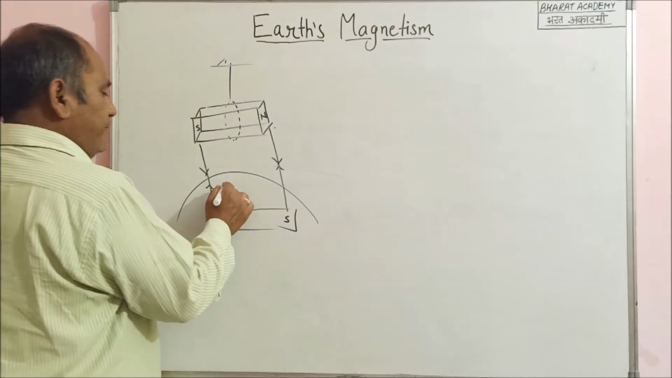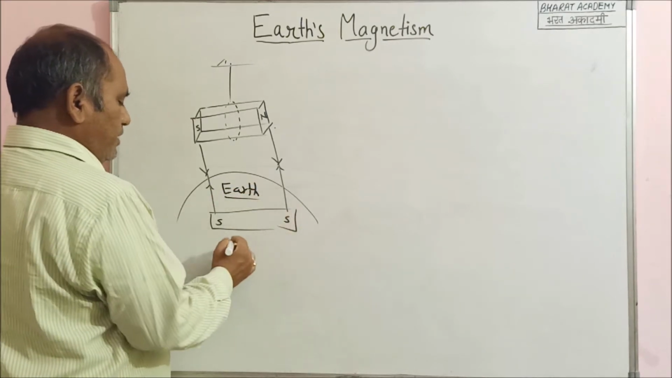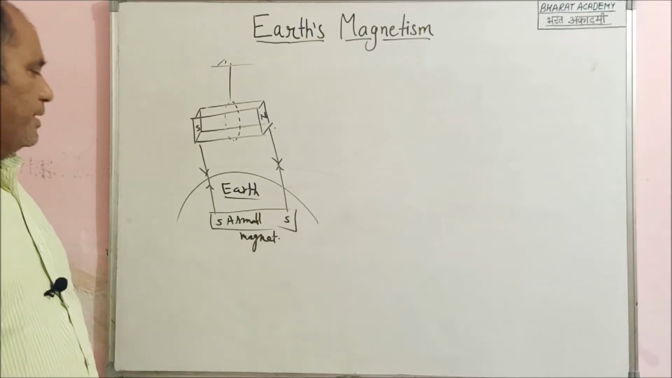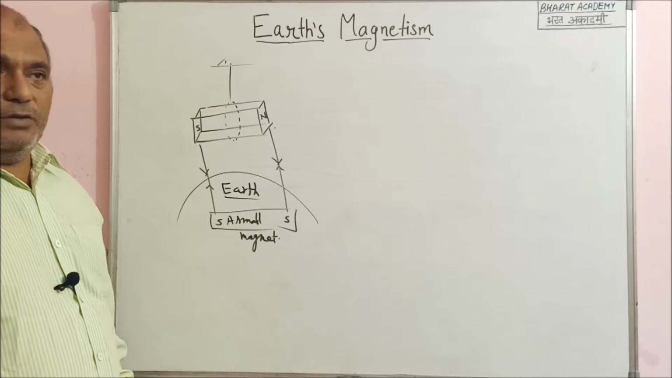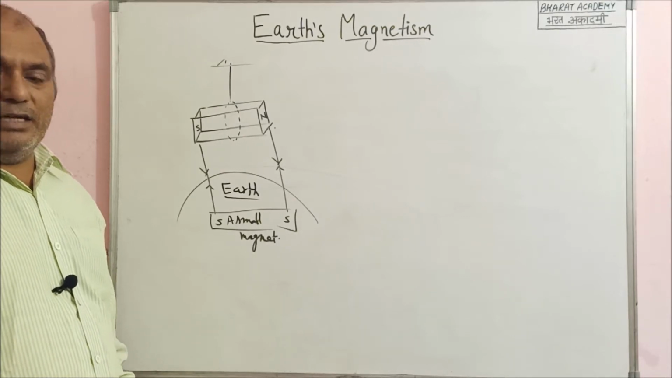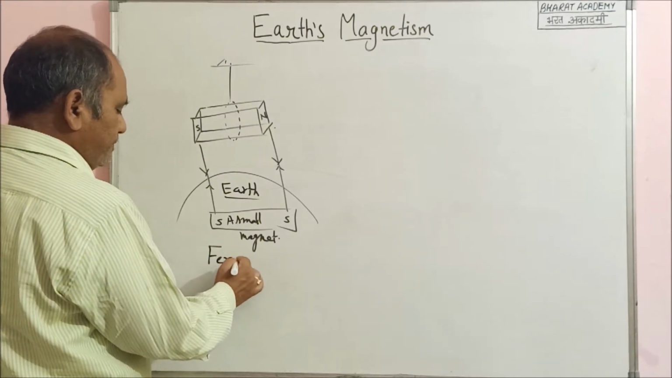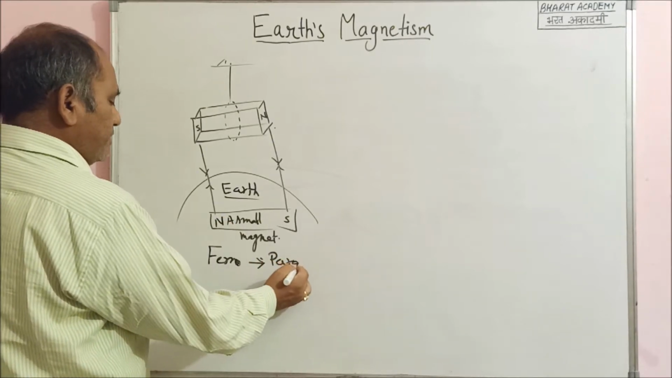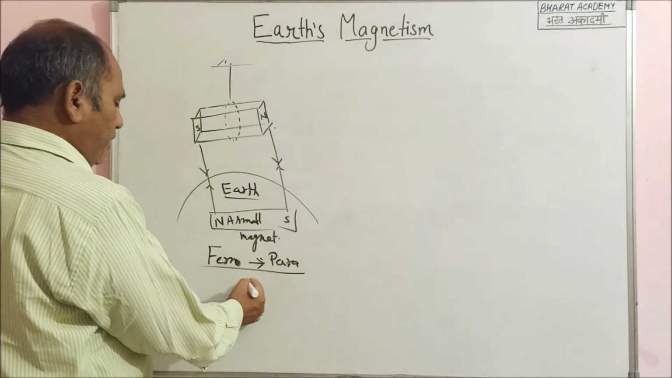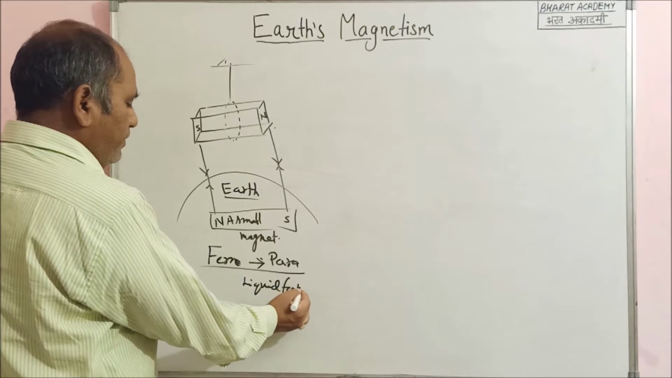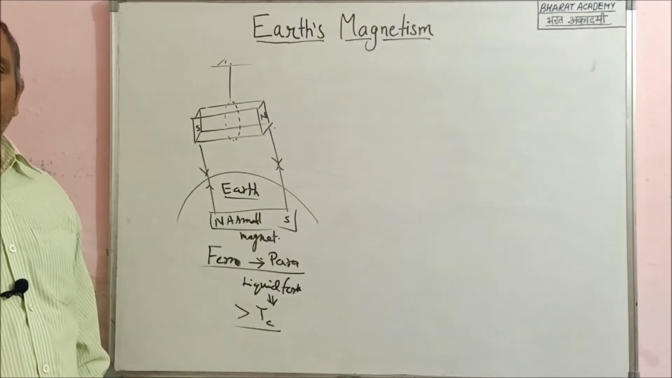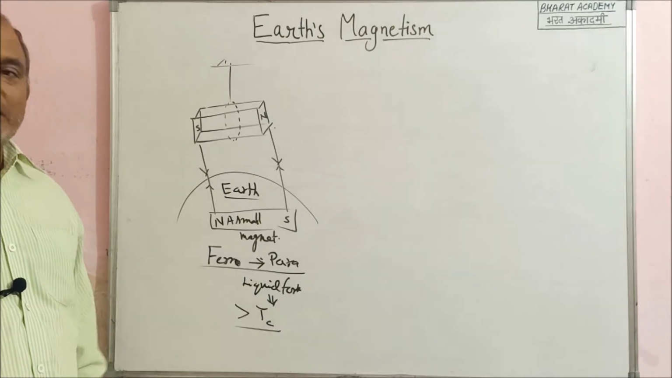So a question arises: if it is Earth and we are considering a small magnet... We'll discuss it later on, but in chemistry you might have read Curie's temperature. When we increase the temperature of a ferromagnetic substance, at a certain temperature ferromagnetic substances lose their magnetic characteristic and get converted into paramagnetic substance, right? We'll discuss it later on. So inside the Earth the whole metals are in liquid form, and liquid form means their temperature is always greater than the Curie temperature. So they can't have magnetic characteristic inside the Earth. So this theory is not considered, it becomes invalid.